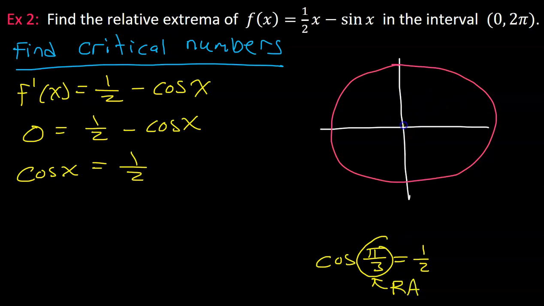There are 4 angles that have a reference angle of pi over 3. There's pi over 3 itself in the first quadrant. In the second quadrant, the angle that has a reference angle of pi over 3 would be 2 pi over 3. The angle that has a reference angle of pi over 3 in the third quadrant is 4 pi over 3.